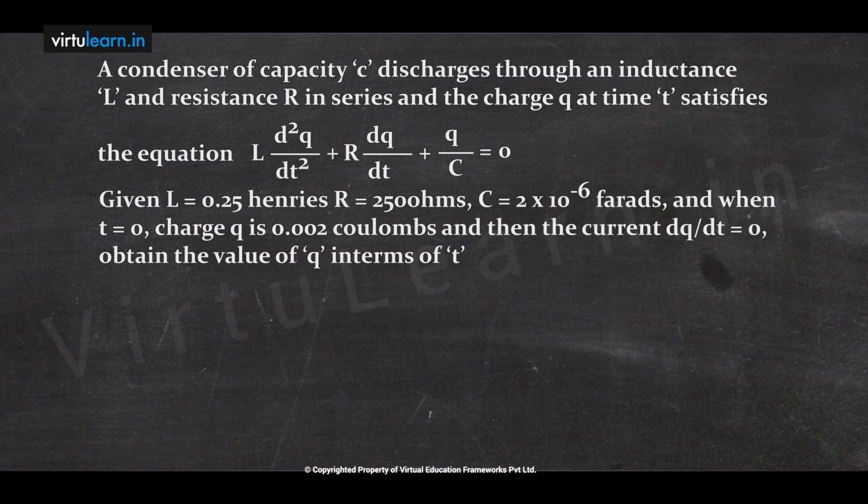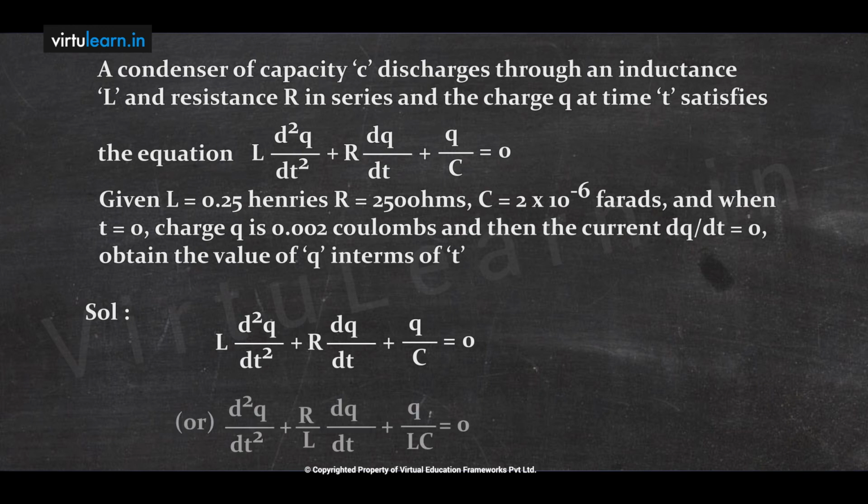First of all, you take this differential equation and calculate the solution. Here Q is the dependent variable with respect to time: if time changes, then Q also changes. So t is the independent variable and Q is the dependent variable. In that manner you solve the differential equation. The given equation is L d square q by dt square plus R dq by dt plus q by C equals 0. We don't want coefficient terms, so I convert it into standard form: d square q by dt square plus R by L into dq by dt plus q by LC equals 0.